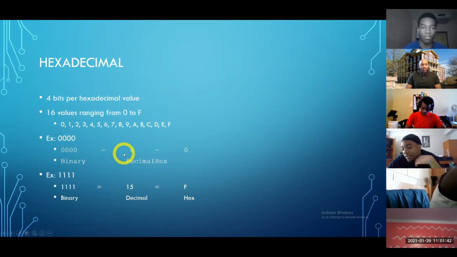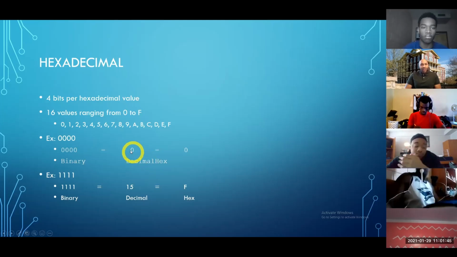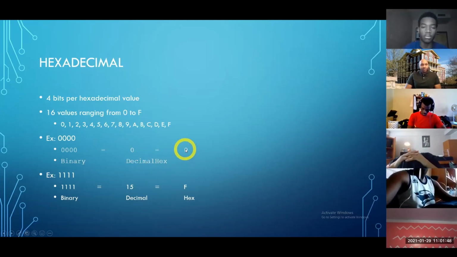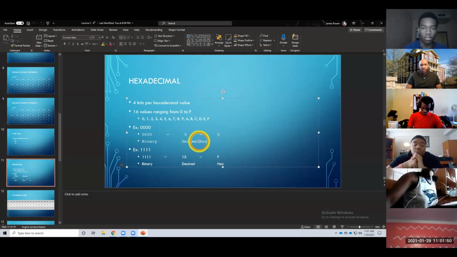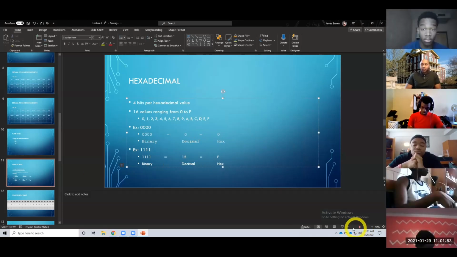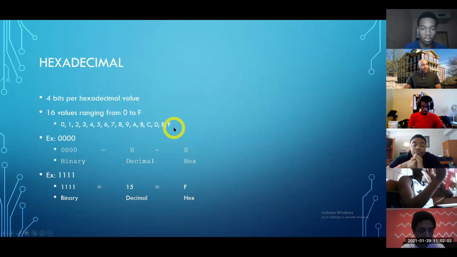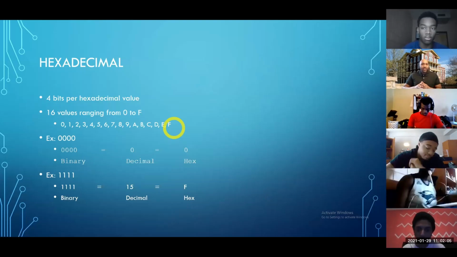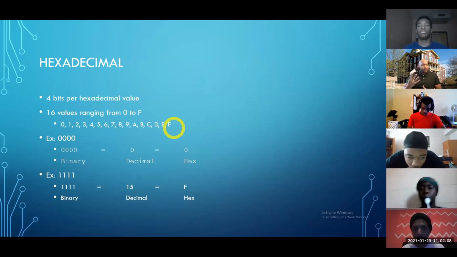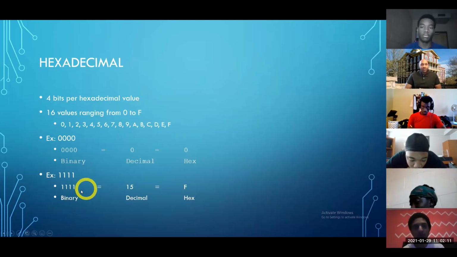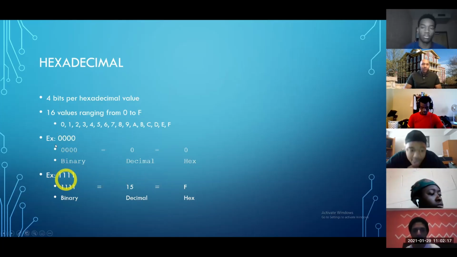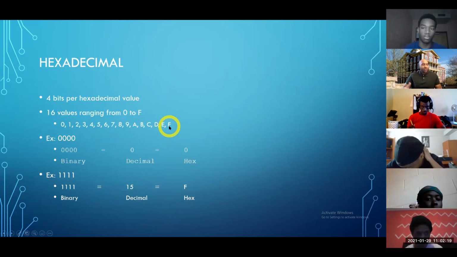0 obviously being 0, 0, 0, 0 in binary. In decimal, it's also 0. In hex, it's 0. Let me fix that. I don't know why it did that. So you see, basically 0 is 0, F is 16. If you think in binary, to get to 16, you would need 4 ones. Same thing here. I'm sorry, F is 15. There are 16 numbers total, but you range from 0 to 15, 0 inclusively. That makes 16 different numbers.